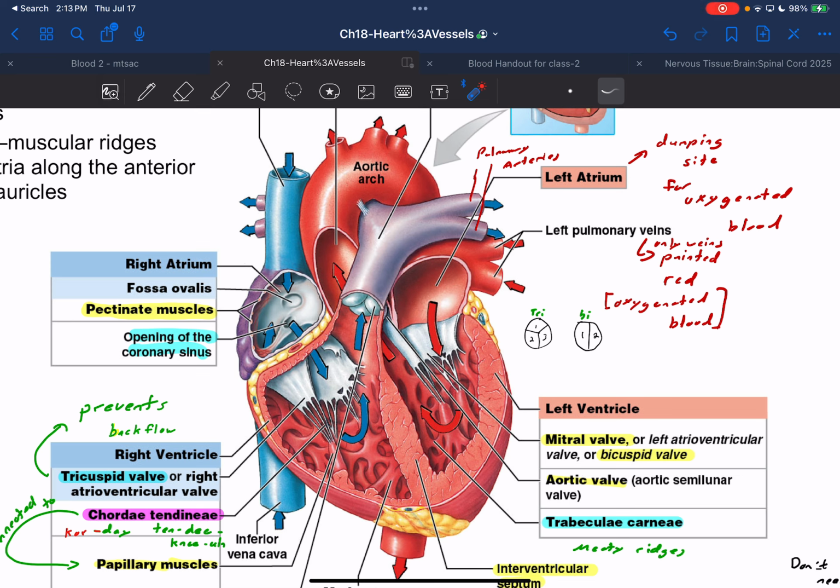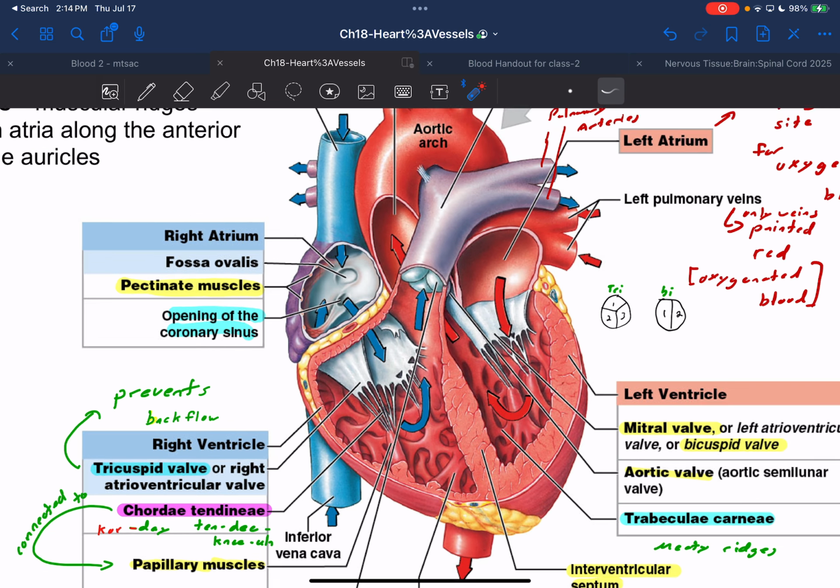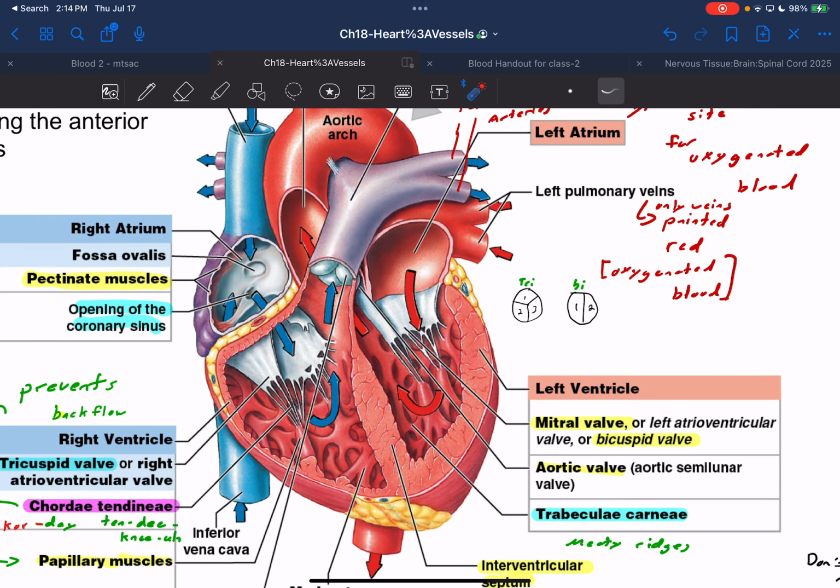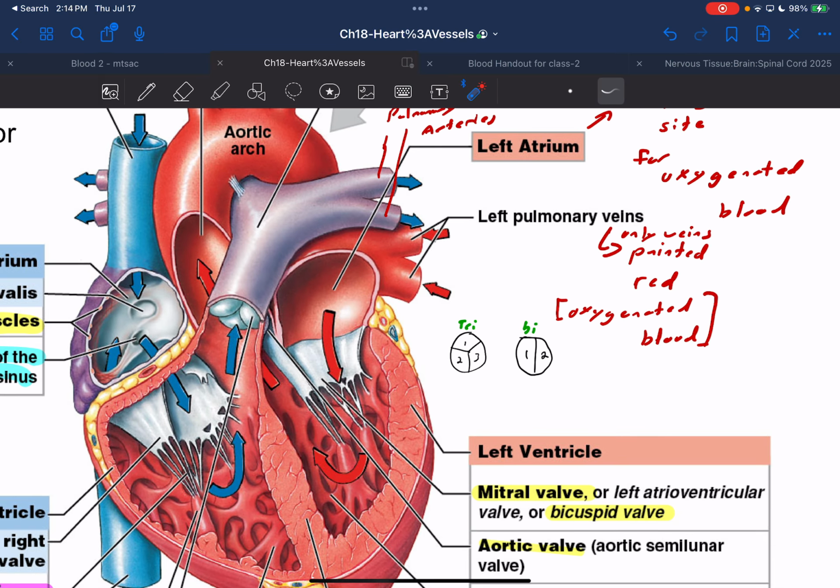Follow the blue all the way from inferior and superior vena cava, follow blue, goes to lungs. Don't forget, superior vena cava and inferior vena cava are veins, so is the coronary sinus. The pulmonary trunk, even though it's blue, is an artery. It's sending blood away. And these pulmonary veins are the only veins that are painted red because they are carrying oxygenated blood back to the heart.